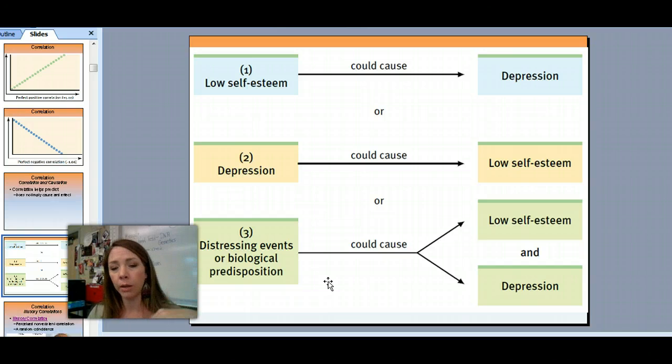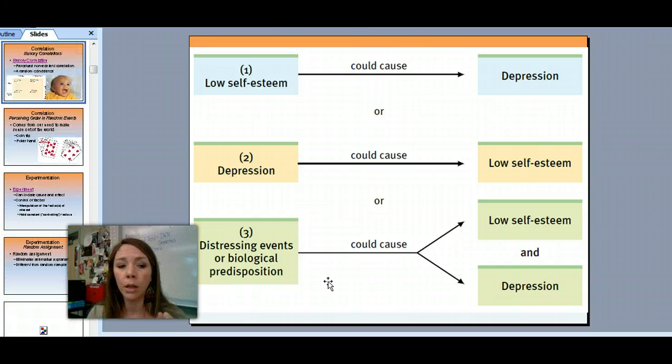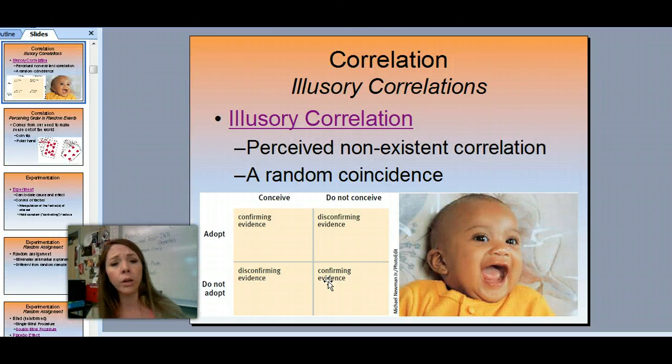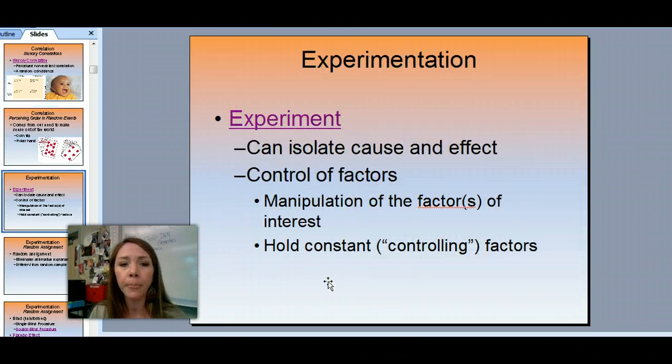Remember, that can be one or the other. It could cause, or like Suze talked about, low self-esteem could cause depression. Or you could be depressed and that causes low self-esteem. So even though they're correlated, doesn't mean they cause each other. There are something called illusory correlations. That's where there's a perceived correlation, but that might be a random coincidence. In 1980, the amount of cats increased in the United States, and also the amount of TVs purchased. Does it mean that having a cat makes you buy a TV? Not always. It might, but it doesn't always mean that one causes the other, even if there's a correlation.